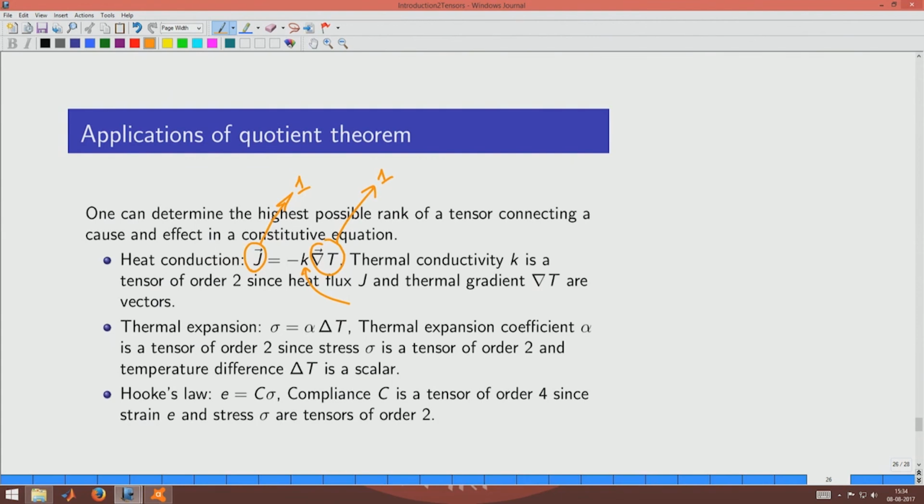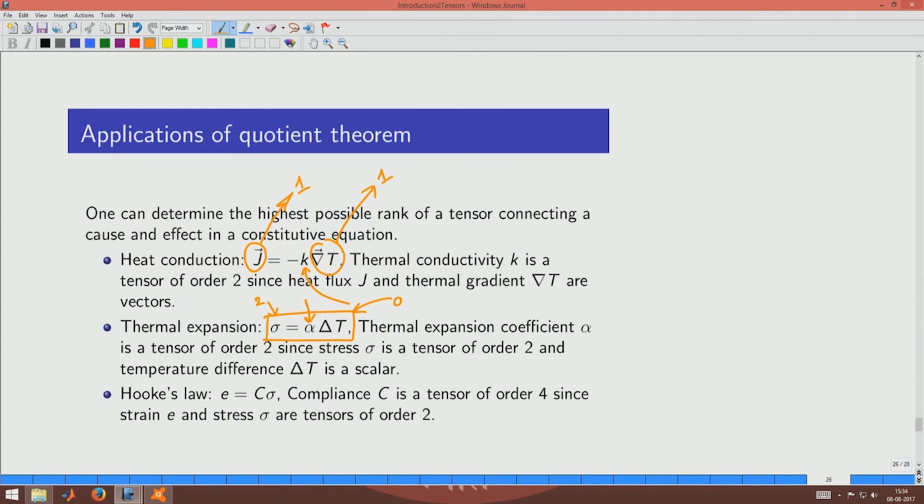Similarly, the thermal expansion coefficient is given by this expression. We already know that on the left hand side sigma is a tensor of order 2. On the right hand side, you have delta T, where delta is a difference and T is a scalar, so it is a tensor of order 0, and this is order 2. So, that means the thermal expansion coefficient should be a tensor of order 2.